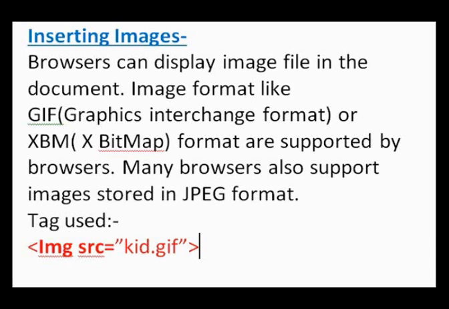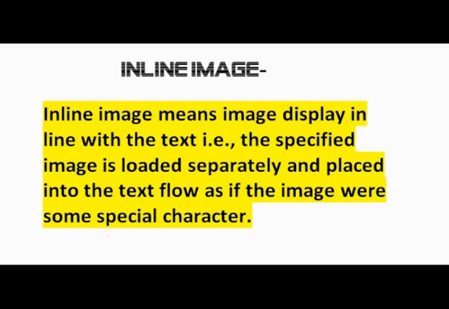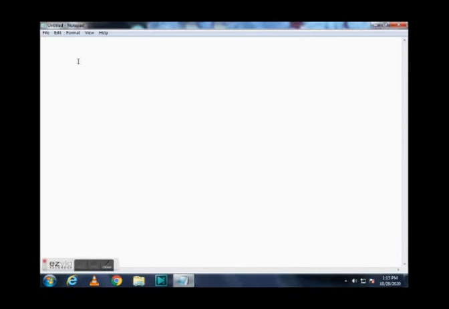Inserting images. Browser can display image file in the document. So various format image files like GIF, XBM, JPEG format are supported. Inline image. Inline image means image display in line with the text. So within the text we can display the image. The specified image is loaded separately and placed into the text flow as if the image is a special character. Now we will see it practically.